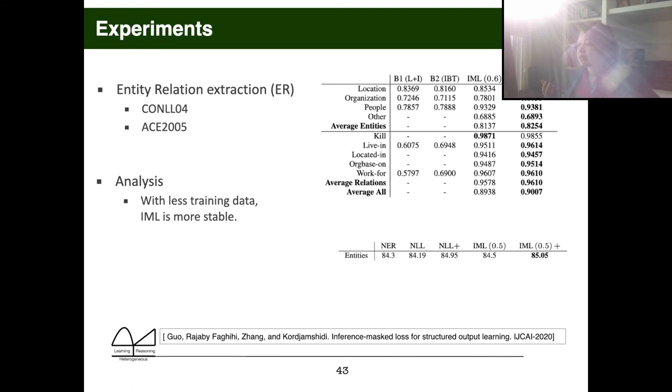And then the analysis that we showed, apart from improving because the constraints are helpful, has one interesting result: with less training data, we do better here. That makes sense because the constraints alleviate the need for a huge amount of data, since they can do some of the work by just looking at the consistency of the outputs.